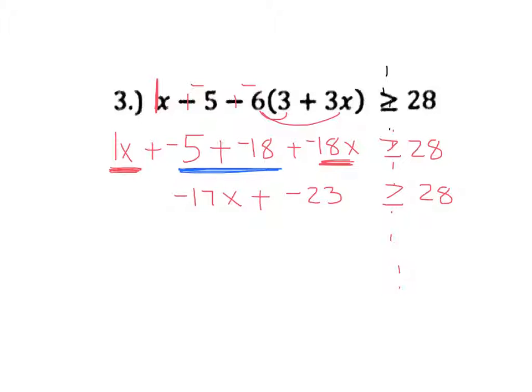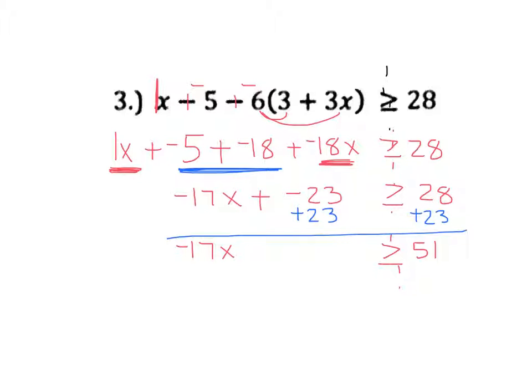Now unwrap. Add 23 to get rid of a negative 23. Do it on both sides. Bring your negative 17x straight down. The negative 23 and the positive 23 turns into 0. 28 plus 23 is 51. Divide by negative 17 on both sides. Okay, we just divided both sides by a negative. So we have to take this inequality symbol and flip it over. Whenever you divide both sides by a negative, flip it.